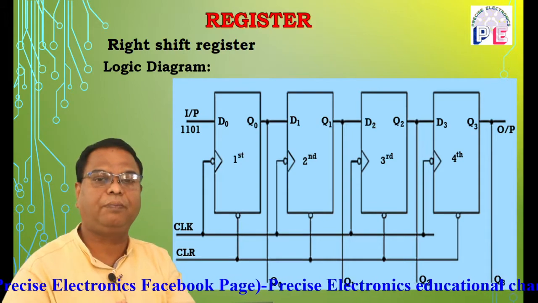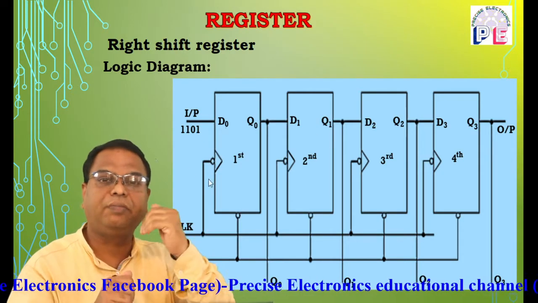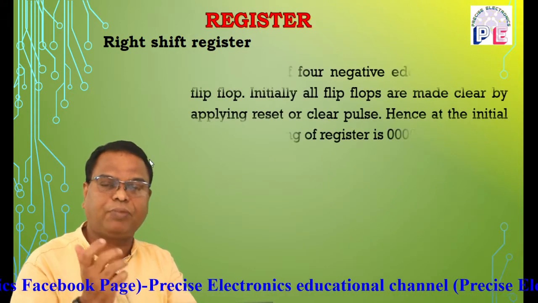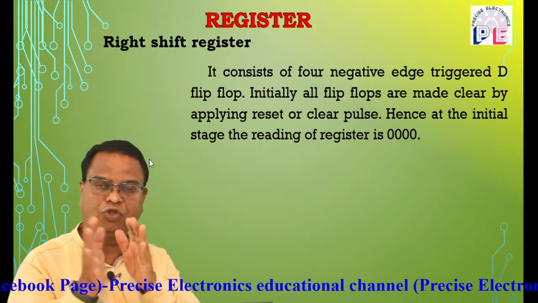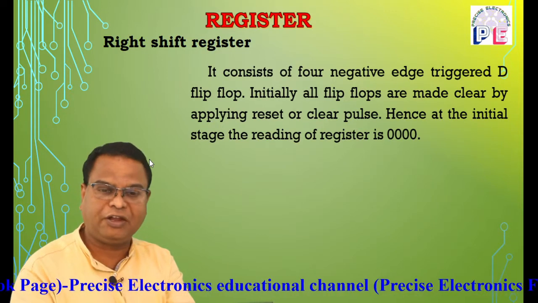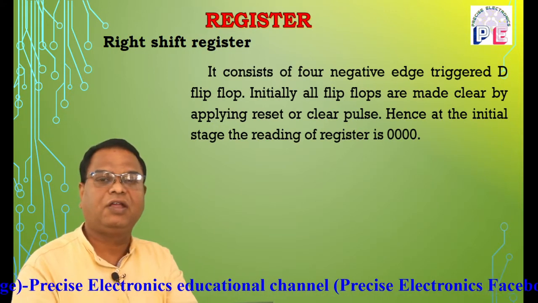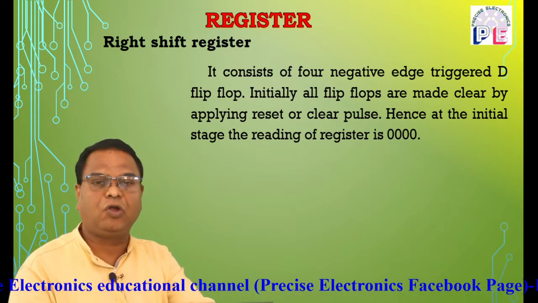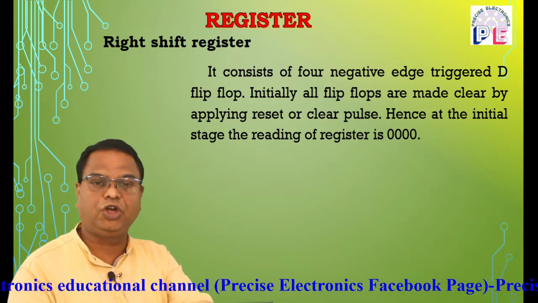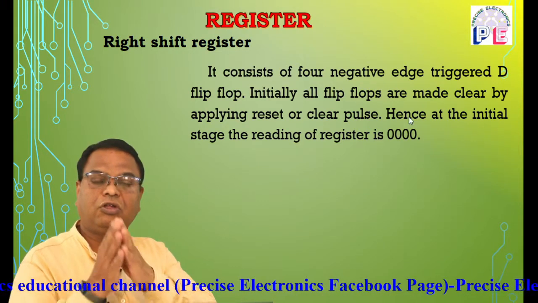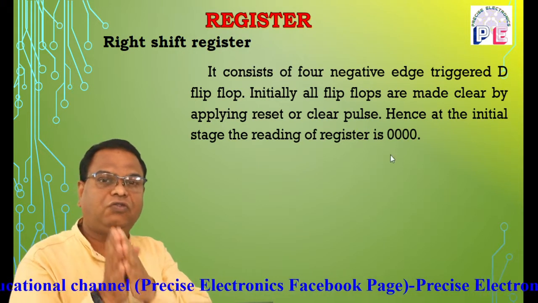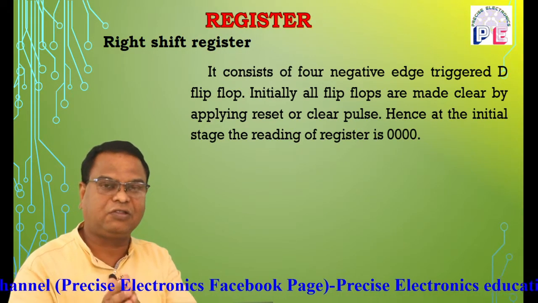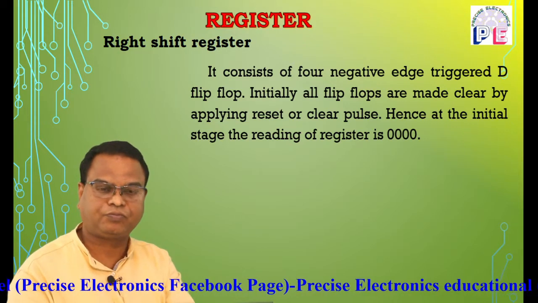So the bits stored in all the flip-flops must be 0, 0, 0, 0. And that is achieved by using the clear pulse. It is an active low clear pulse, because once again there is a bubble. That means when a low clear pulse is applied, all the flip-flops are cleared. So at the initial stage, the reading of the register is 0, 0, 0, 0. So before applying any pulse, the flip-flops are in reset.